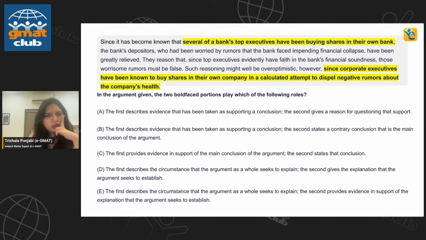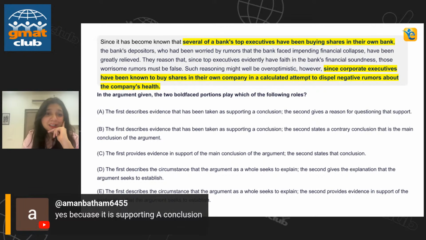I don't want the answer. Just tell me whether you think the first part is correct or not. The first describes evidence that has been taken as supporting a conclusion. Why is that correct? And Mayank, to you too, because you asked this one question. Something you had asked. But you don't think the first boldface is supporting the conclusion.